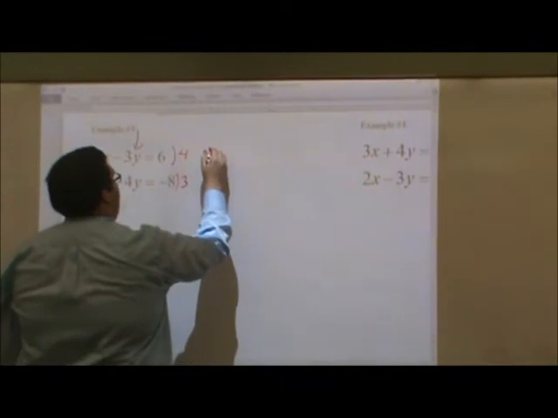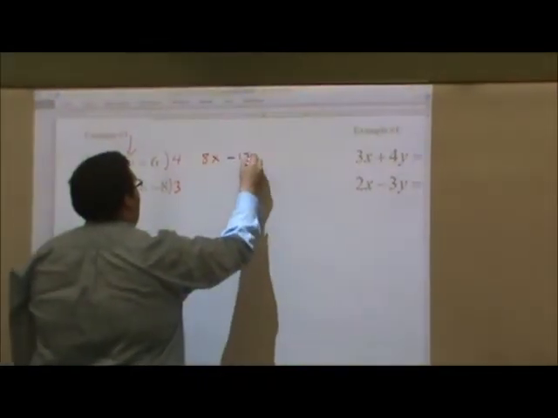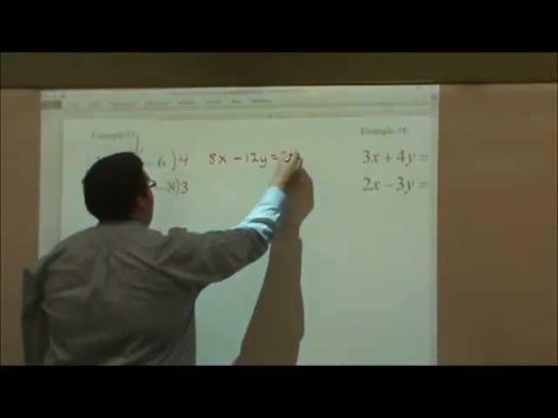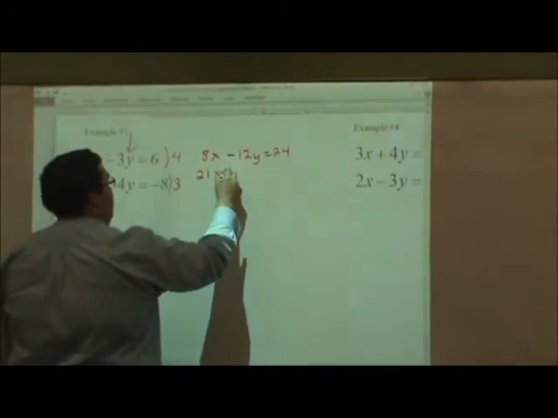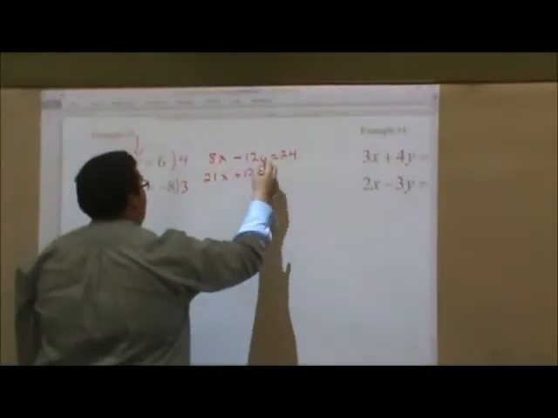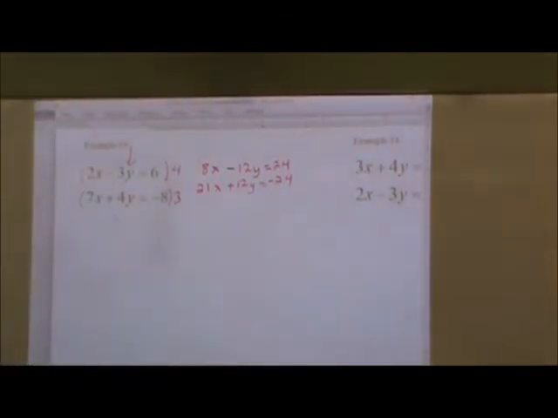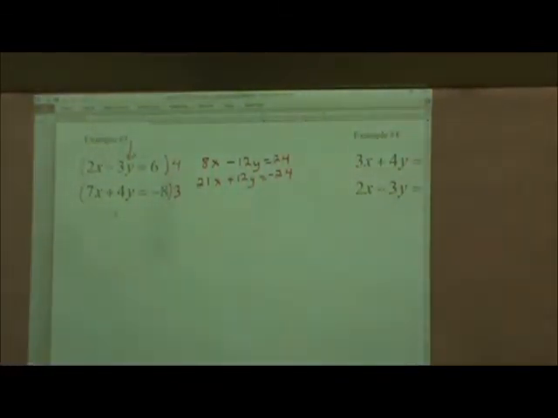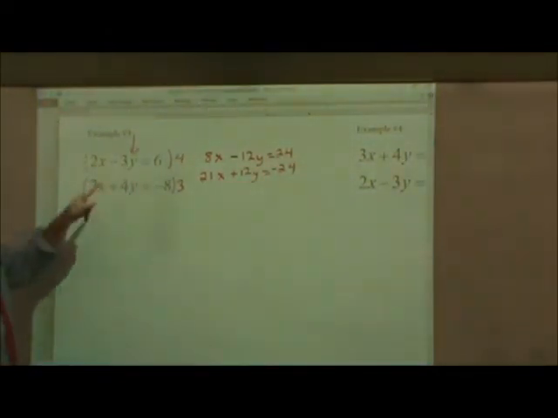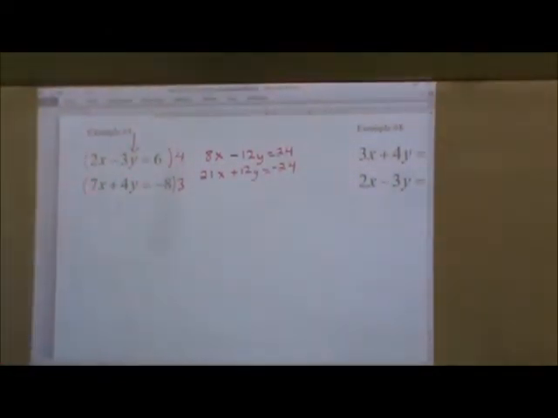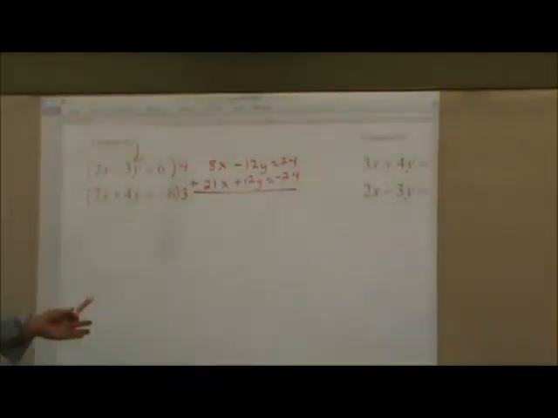So I multiply both equations. 8x minus 12y equals 24. 21x plus 12y equals negative 24. You need to make sure you remember to multiply every part of each equation. So this time, multiplying the 4 to each term, and then multiplying the 3 to all those as well. Now we're all set to eliminate.